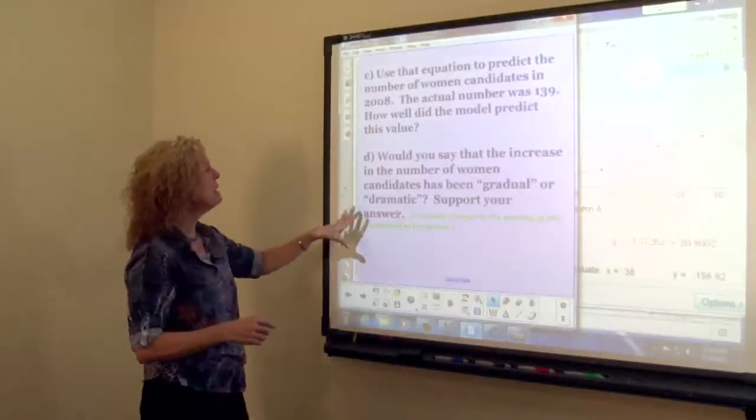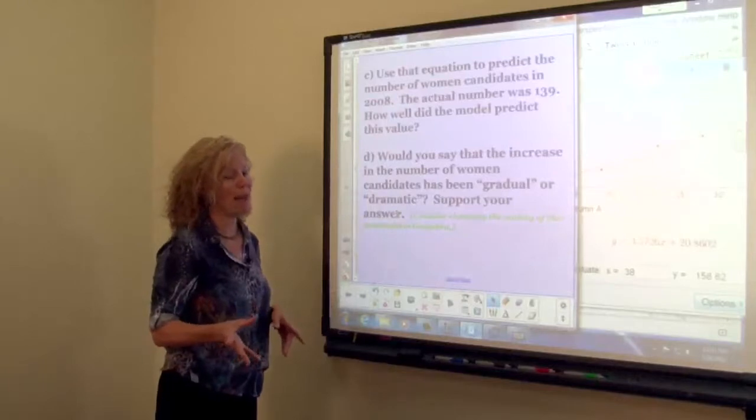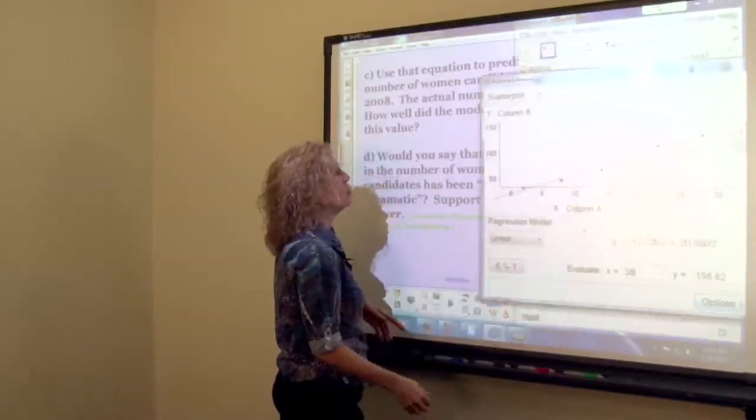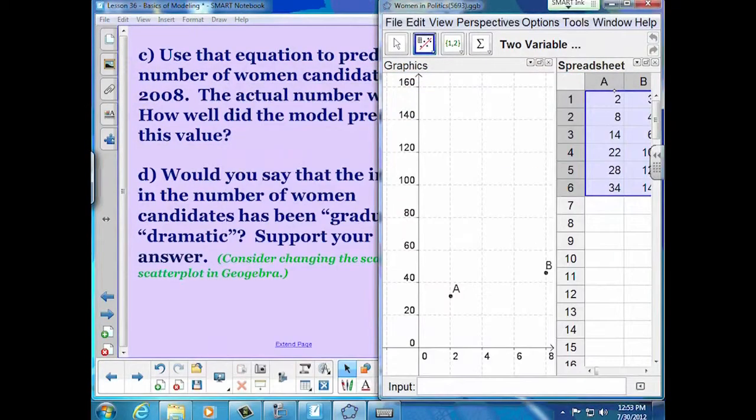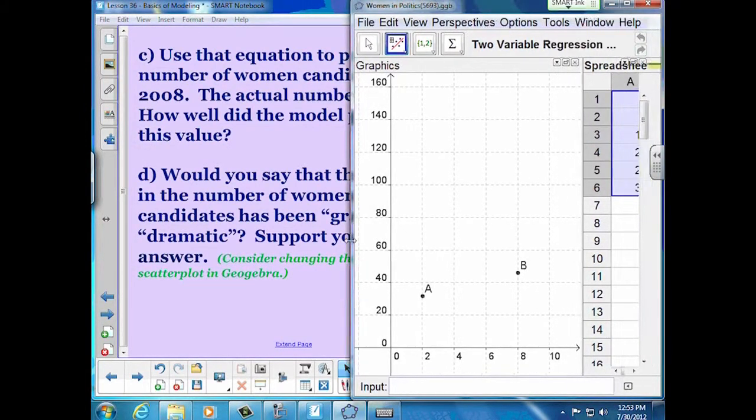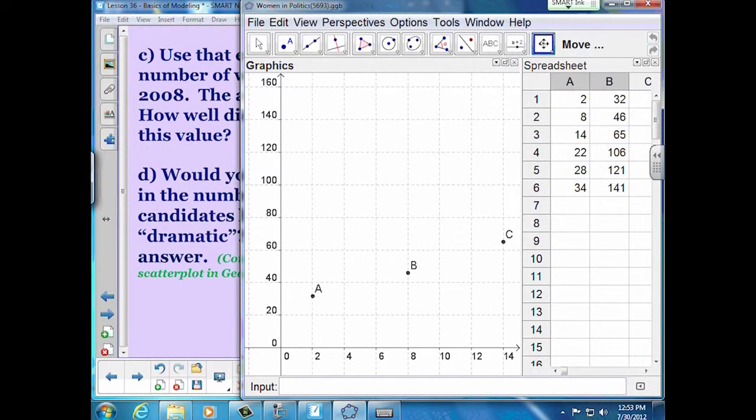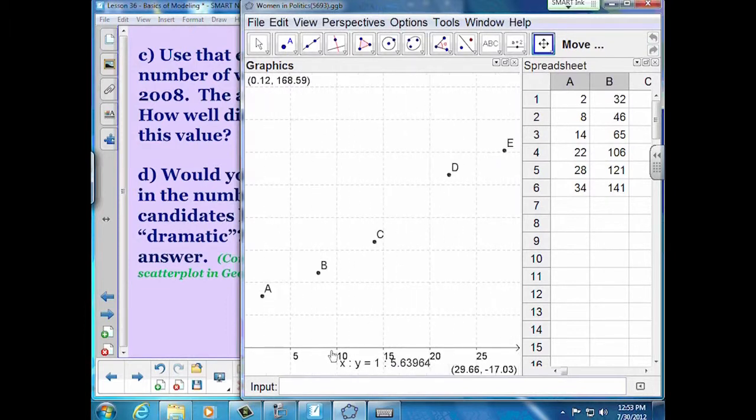Now, would you say that the increase in the number of women candidates has been gradual or dramatic? And I said support your answer by looking at the graph. Now, what I'd like to do here is close this graph. I may have to come back to it and just look for a moment at this guy, okay? And I'm going to do a little bit of adjusting just so we can see these points in here.